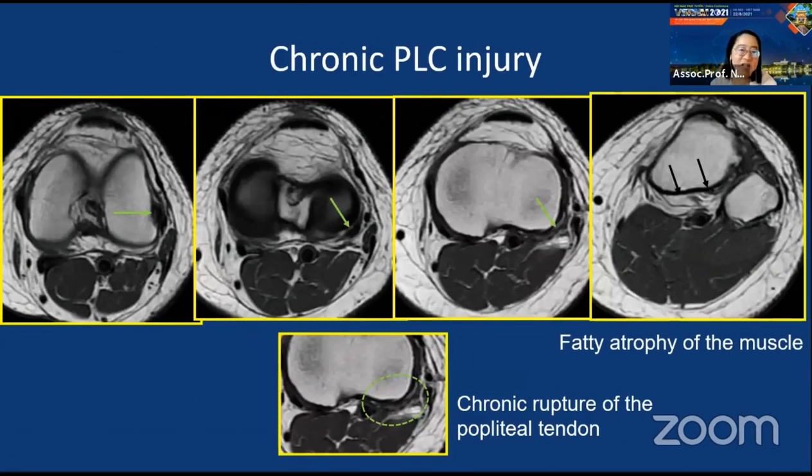In chronic injury, it's quite difficult, but you may see fatty atrophy within the muscle. And you try to trace from the tendon that's gone, and there's a chronic rupture where you cannot see anything here. And finally, fatty atrophy of the muscle.